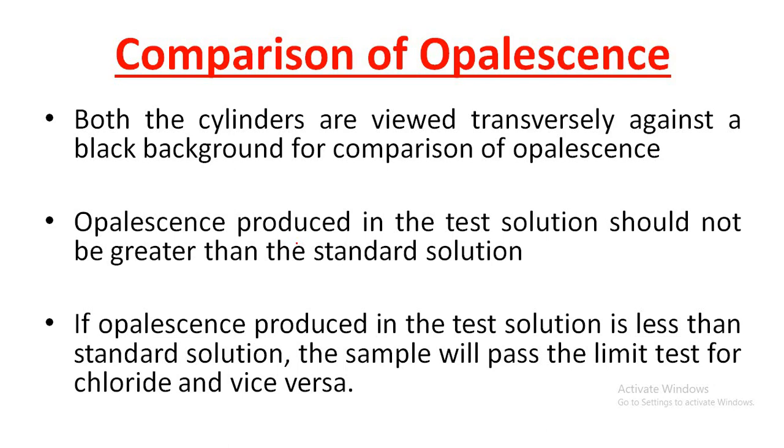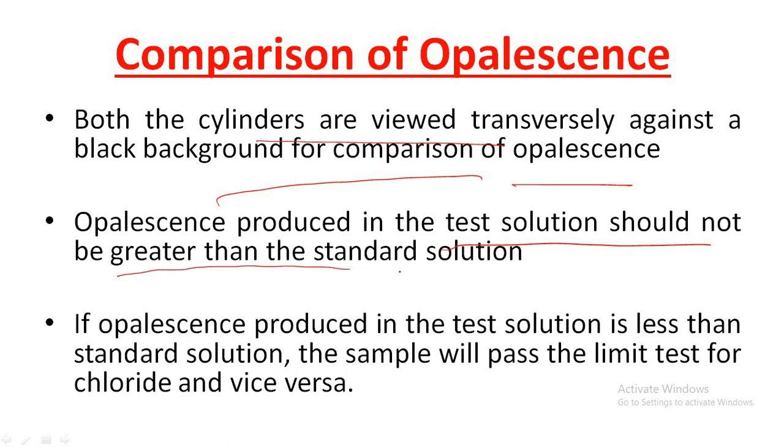Now for the comparison of opalescence, what you will do, you have to take both the cylinders and you will view transversely against a black background for the comparison of opalescence. The opalescence produced in the test solution should not be greater than the standard solution. Means this is the condition. If the standard solution is more turbid and the test solution is less turbid, then the test will pass. Otherwise the test will fail.